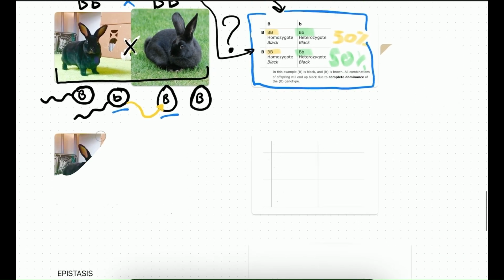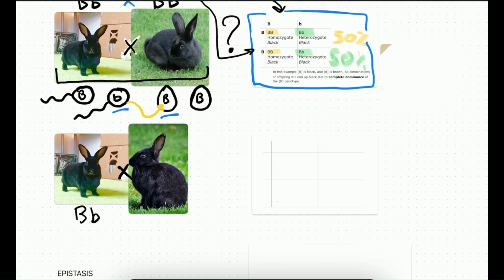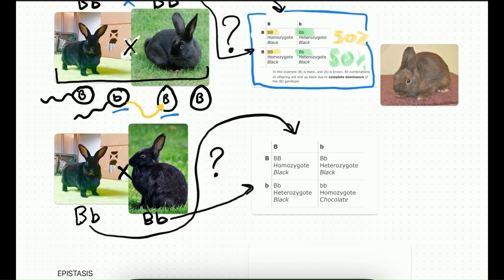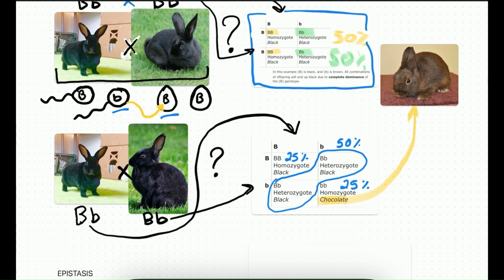If, however, we have a mating pair consisting of a female heterozygous black rabbit, big B, little b, and a heterozygous male rabbit, big B, little b, what will the expected offspring proportions be? In this cross, there is a 25% chance that the offspring will be homozygous black, so big B, big B, 50% chance that the offspring will be heterozygous black, big B, little b, and 25% chance that the offspring will be homozygous chocolate, little b, little b. And we can see this, right? I got this answer by making a Punnett square with both parents and filling it in.